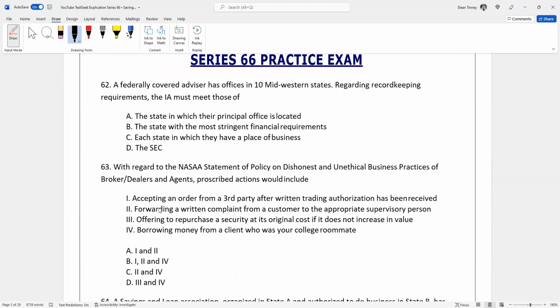A federally covered advisor has offices in 10 Midwestern states. Regarding the record-keeping requirements, the investment advisory must meet those. Well, that's the whole point of being federally covered, right? The whole point of being federally covered.